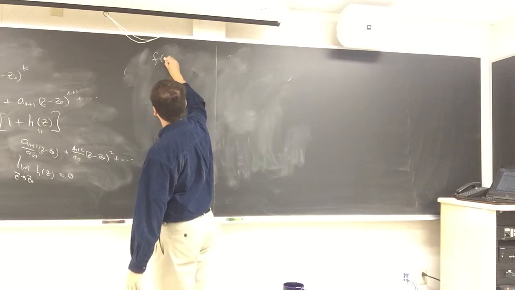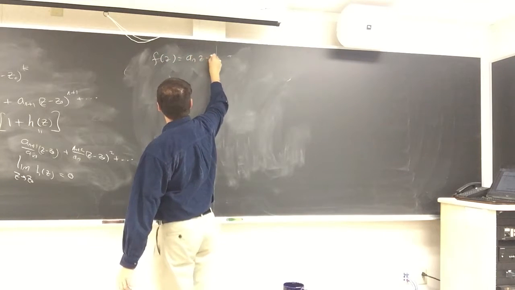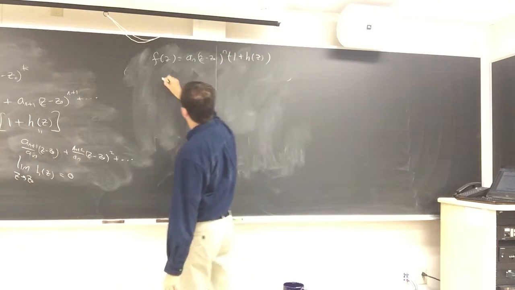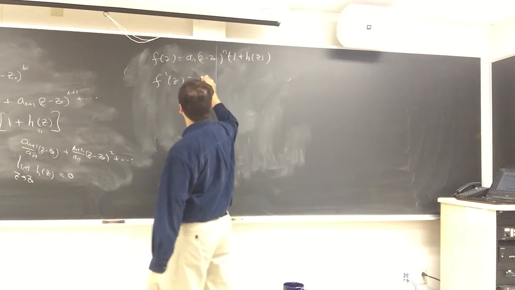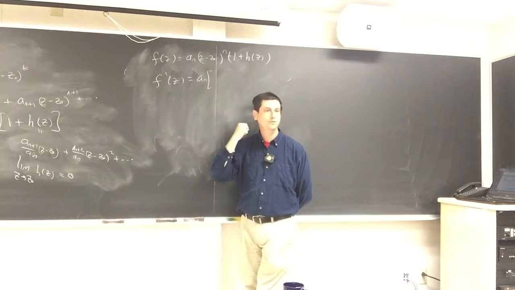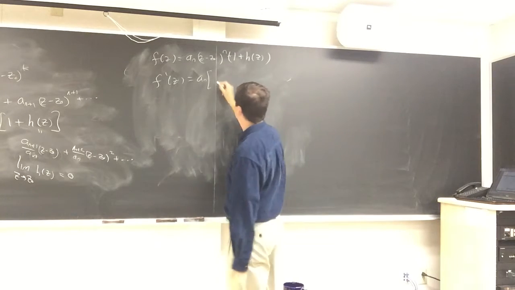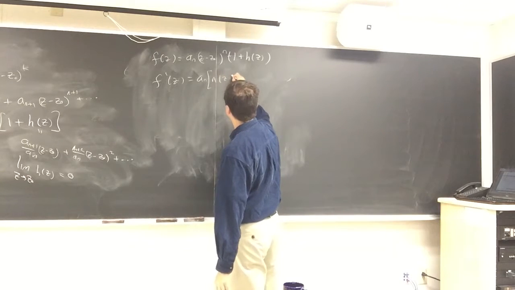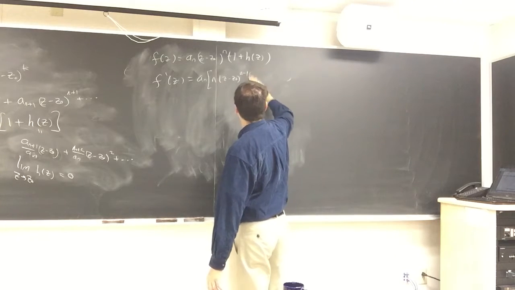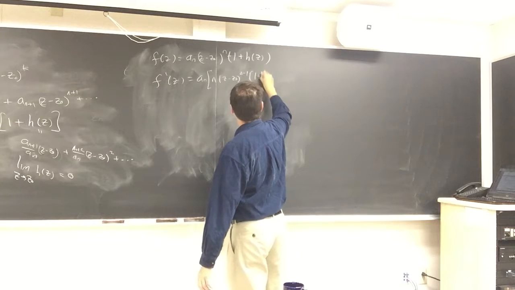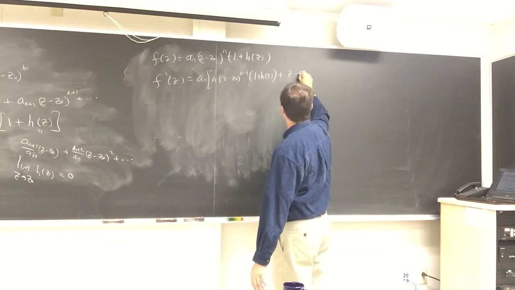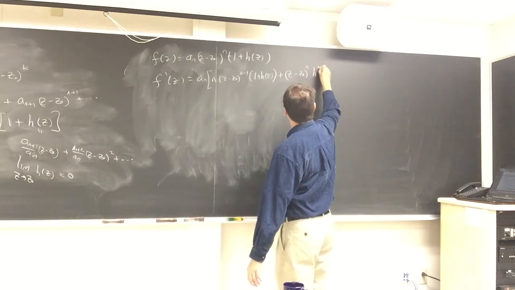So f of z is a_n (z minus z naught) to the n times 1 plus h of z. F prime of z is a_n, and then I'm going to just use the product rule. The proof follows exactly as it does in Calc 1. It's going to be n (z minus z naught) to the n minus 1 times 1 plus h of z, plus (z minus z naught) to the n times h prime of z.